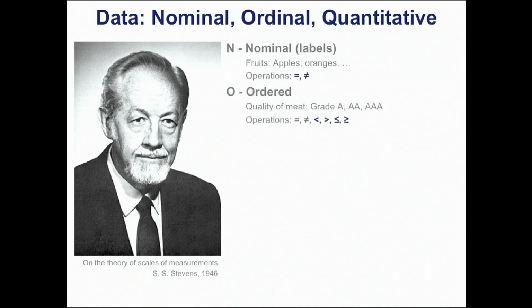Next is ordered or ordinal data, and this has a ranking or an ordering on the data. Grades of meat are one example. I was recently told that we phased out grades of meat in the US, but in Canada they still have grades. I think the ranking is still important.